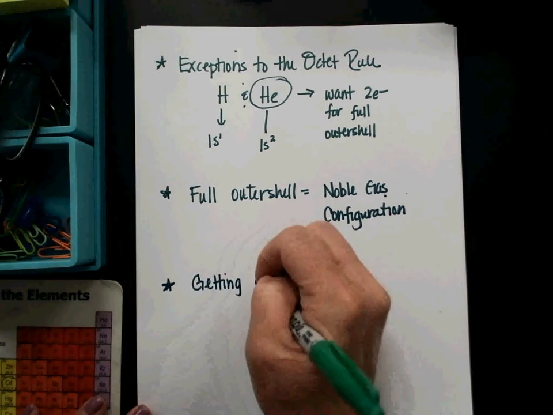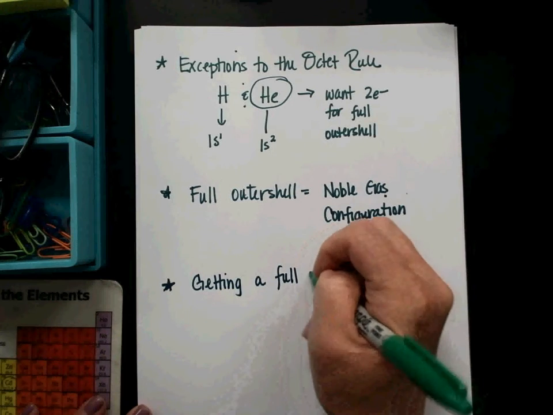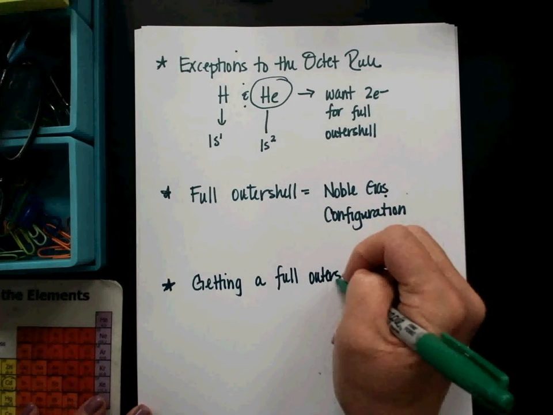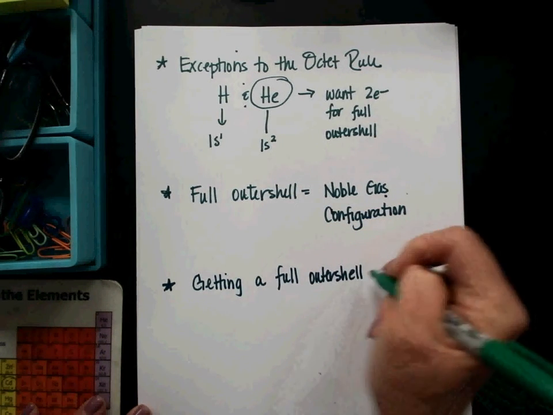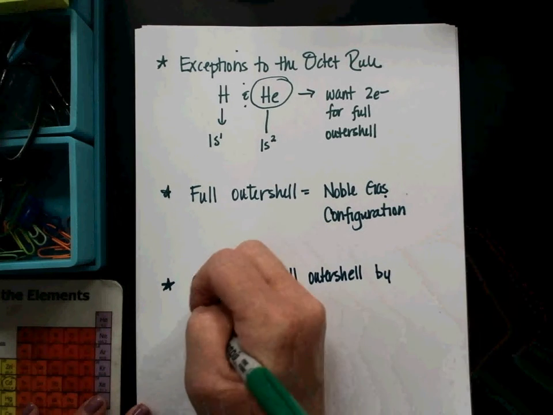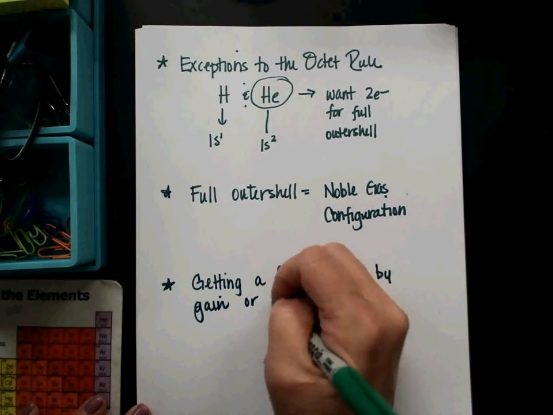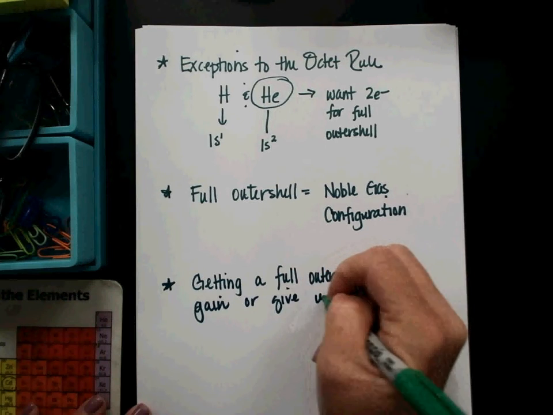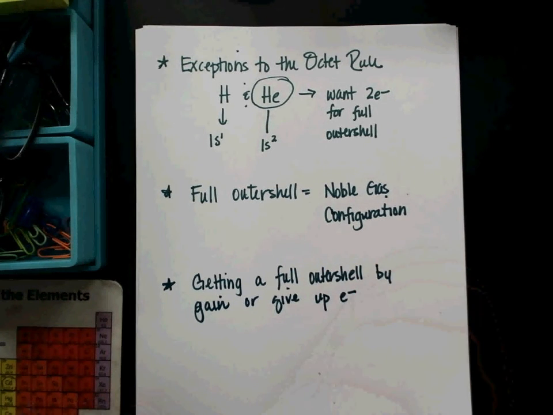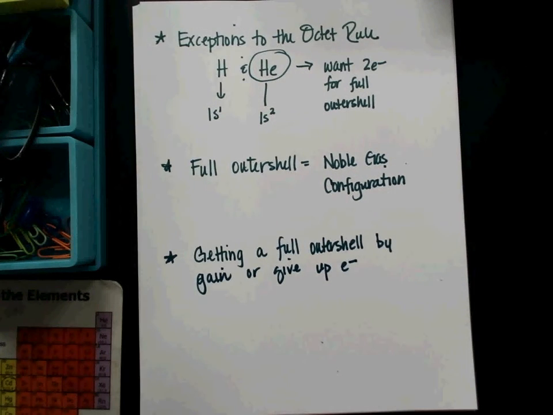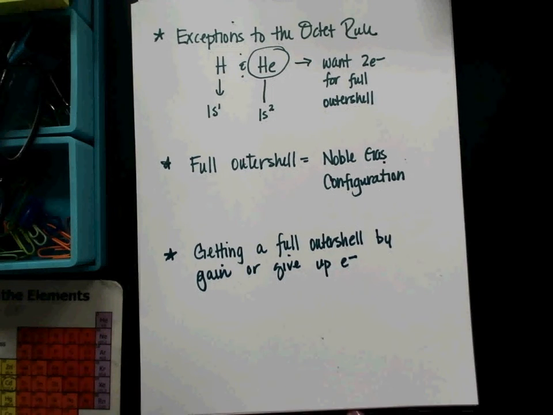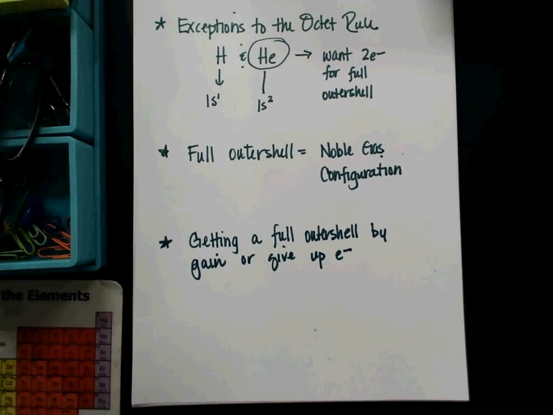Let's talk about getting a full outer shell. Gaining or give up electrons. We'll talk about that part first because it becomes important in our electron configuration notation, understanding how to do it and what it means.